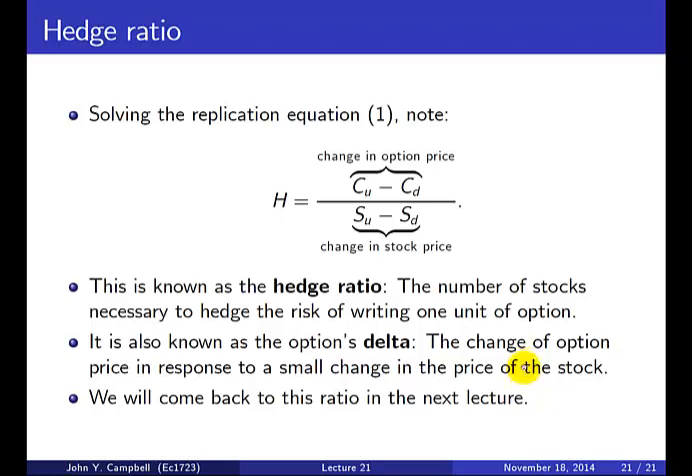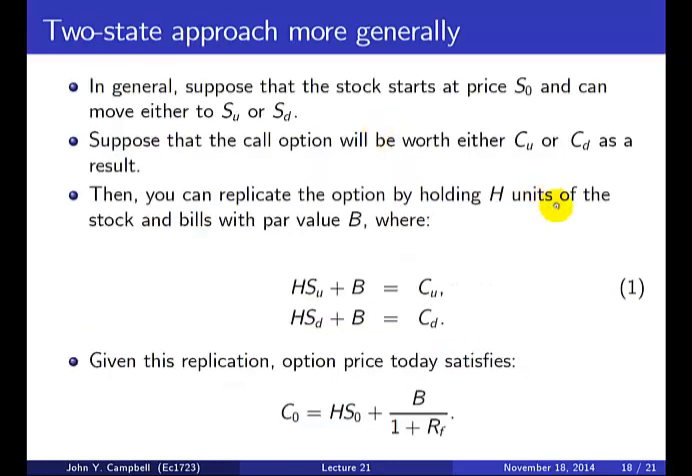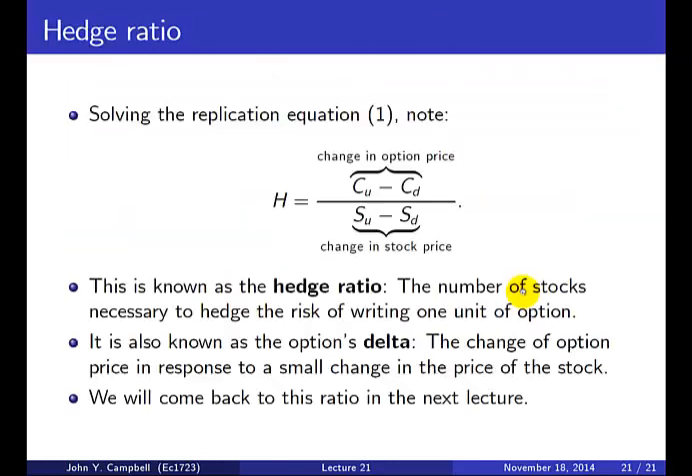So finally, when you solve the replication equation, which was a couple of slides ago, what you're going to find is that H is the change in the option price between the up and the down state divided by the change in the stock price between the up and the down state. So in the example, this was 75 on the top, and this was 150 on the bottom. 75 divided by 150 is 1/2. This H is known as the hedge ratio, and it's the number of stocks needed to hedge the risk of writing one option. Or equivalently, it's the number of shares of stock you need to hold to replicate the behavior of an option.